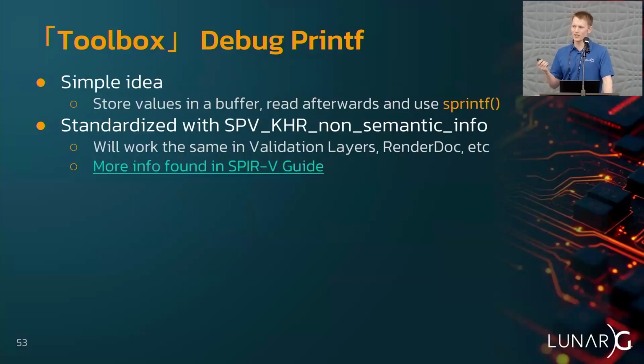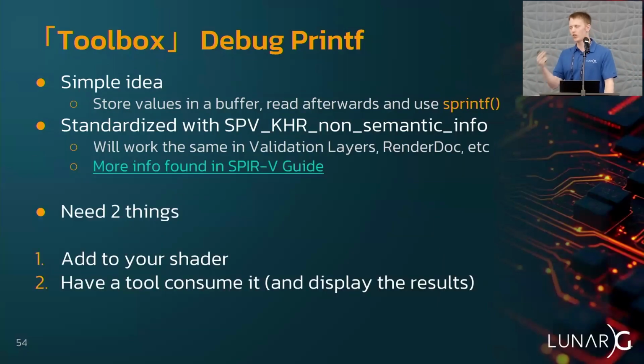But debug printf is a very simple idea. All it does is you take a value, you put it in a buffer, and you read it out later. And then you just do sprintf on it. The secret, I'll tell you right now, both RenderDoc and validation layers just do that. We just call sprintf on it afterwards. But we standardized it through the non-semantic info, so any tool can also support it. So if you have a tool that wants to support debug printf, you can also add it.